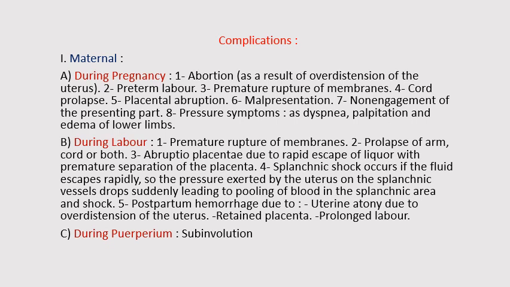The patient may go into splanchnic shock if there is rapid escape of the fluid, so that the pressure exerted by the uterus on the splanchnic vessels drops suddenly, leading to pooling of blood in the splanchnic area, and the patient goes into shock. There may be postpartum hemorrhage due to uterine atony, or due to retained placenta, or due to prolonged labor. Puerperal complications include subinvolution.